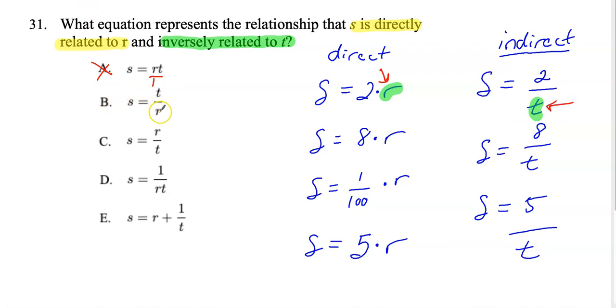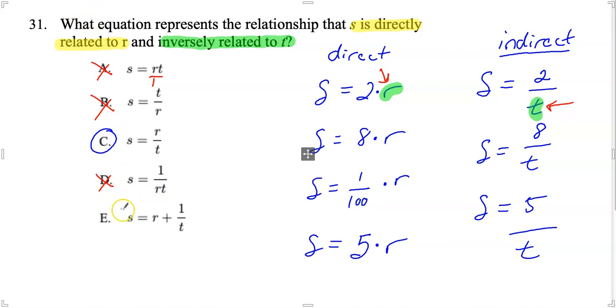Here, the T's on top, R's on bottom. This is backwards. Looks like it's C. Because the R is on the top and the T is on the bottom. R on top, T on bottom. Now let's make sure we understand why D and E don't work. As you can see, with answer choice D, the R and T are both on the bottom, so that's gone.